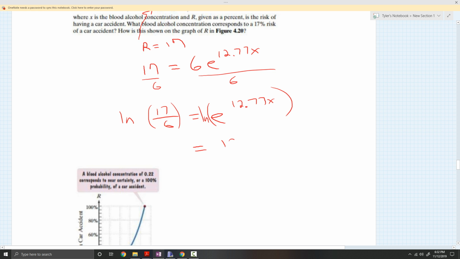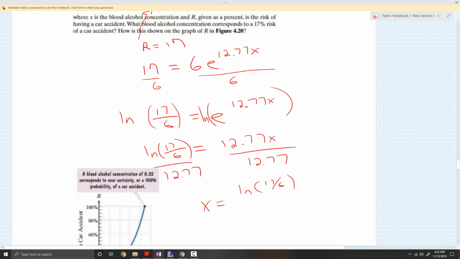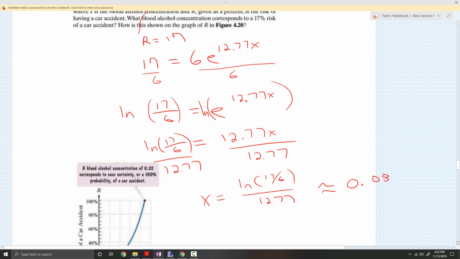So the right-hand side would just be the exponent, right, because that's a cancellation property. And then this would be the natural log of 17 over 6. To get x by itself, I would divide both sides by 12.77, and we get x equals the natural log of 17 over 6, all divided by 12.77. And so that's my exact answer. I can get an approximate answer, which is 0.08, by plugging that in my calculator.